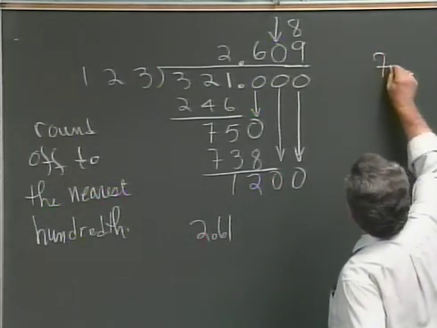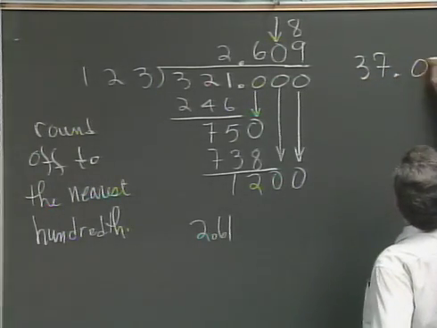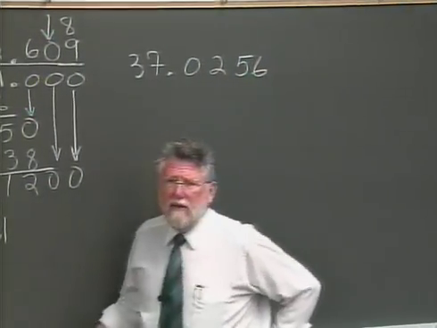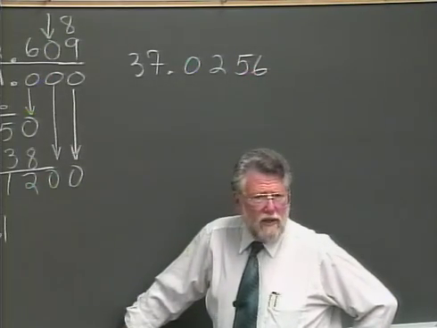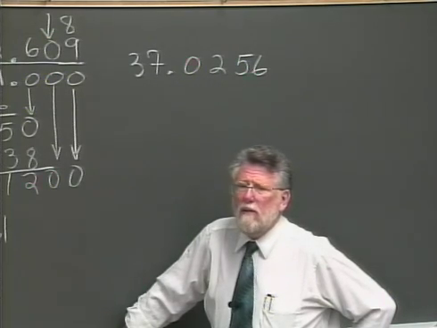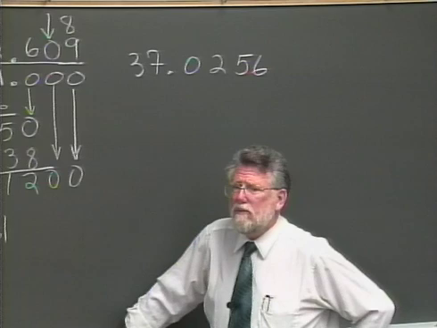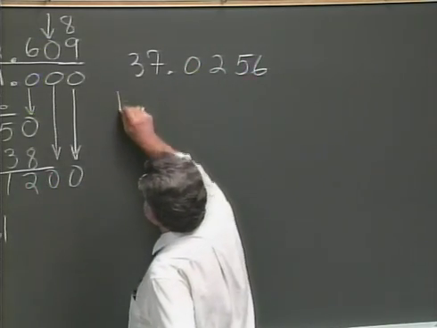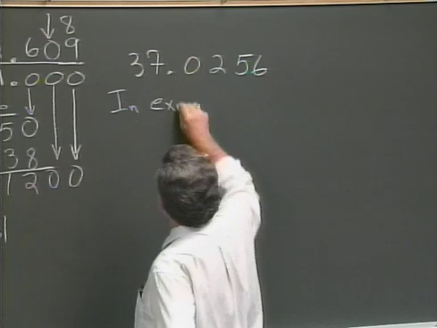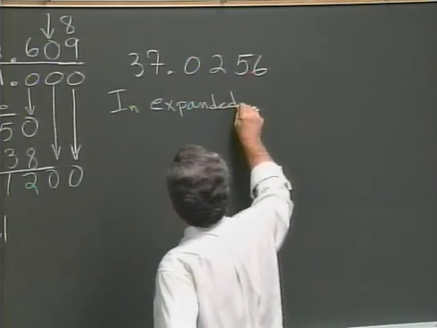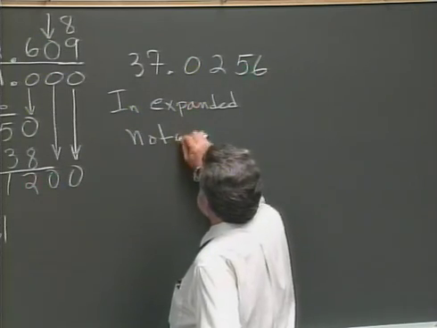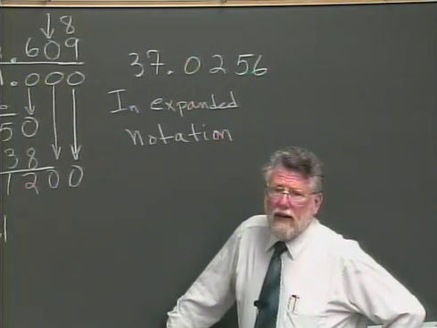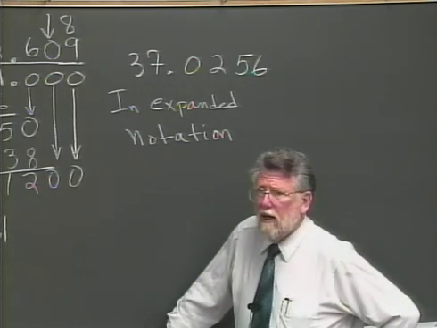This is one that I think I'll just write out this way. I'd like you to write it in expanded notation for me, please. So I have 37.0256, and I want it in expanded notation. And by the way, you have a choice here. If you want, you can go ahead and use negative exponents. So your choice. Negative exponents are okay. So expanded notation. Negative exponents are permissible.